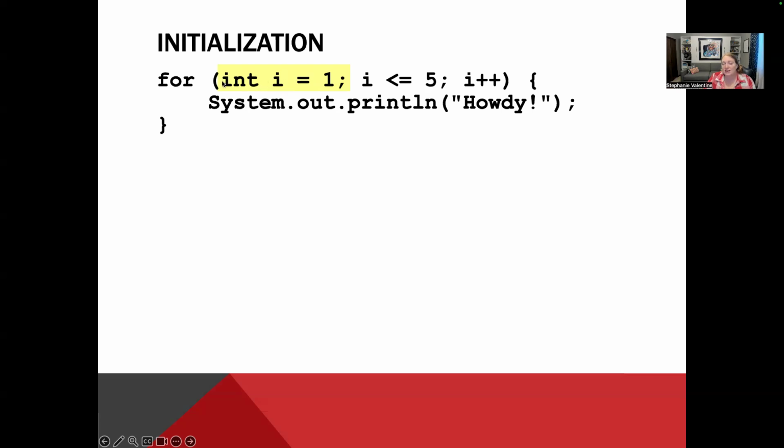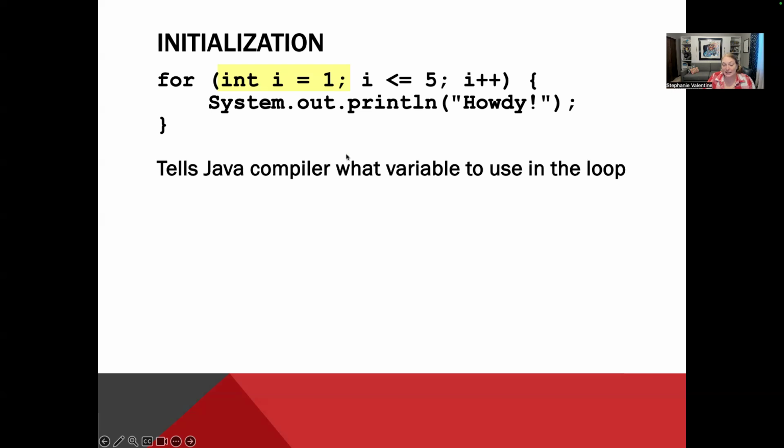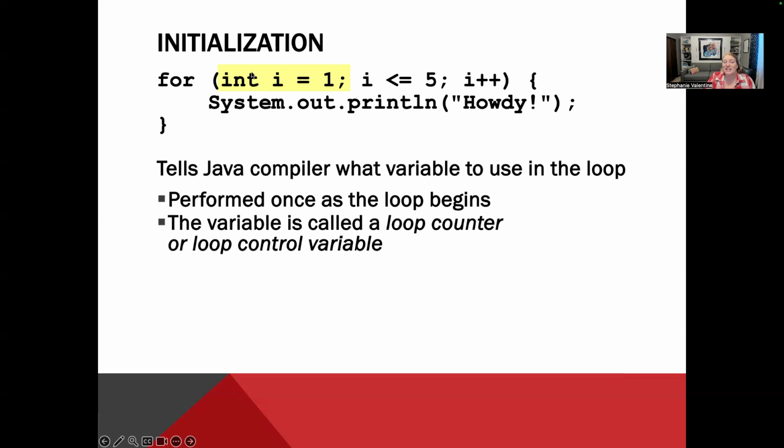And generally in a for loop, that variable is called i. So int i, for index, equals 1. So we've created this variable. Now we are going to move to the second piece of the for loop. Oh, I guess I can explain this a little bit more. This is going to tell the compiler what variable should be used in the loop. It's going to be, as we mentioned before, performed once. This is called a counter variable or a loop control variable, or sometimes it's even just called a loop variable.